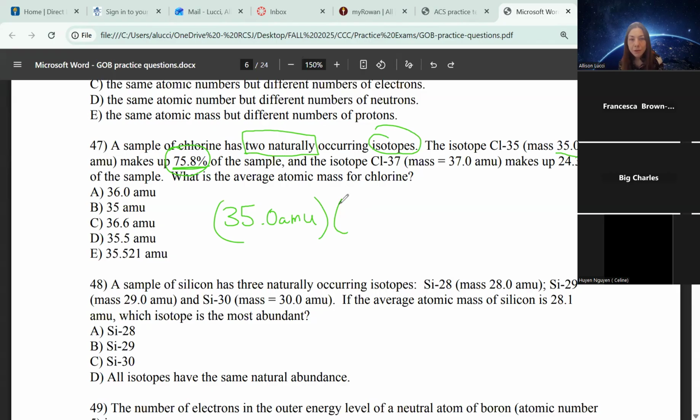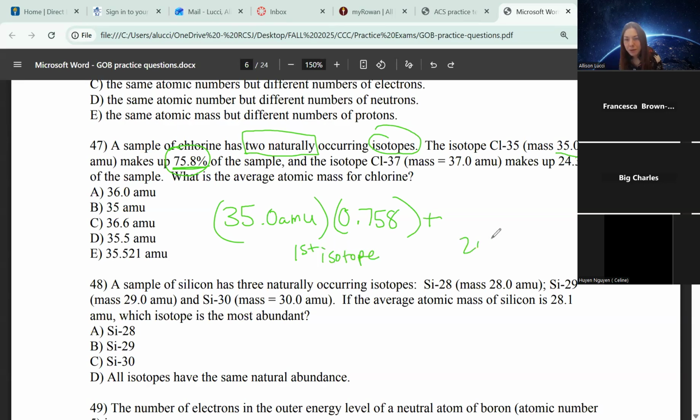So if I wanted to find the average atomic mass, I'm going to convert that percent to a decimal, plug that in here, multiply by my mass of that isotope, which was 35. And so this is my first isotope.